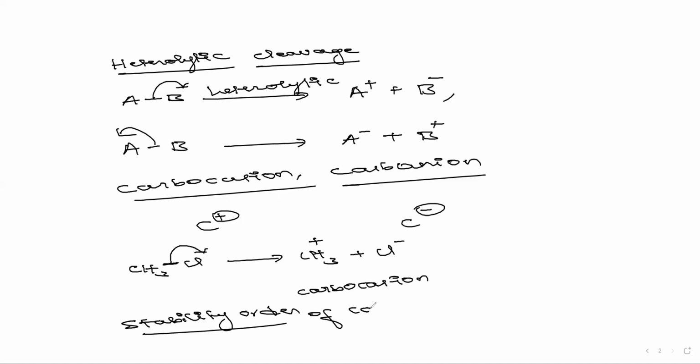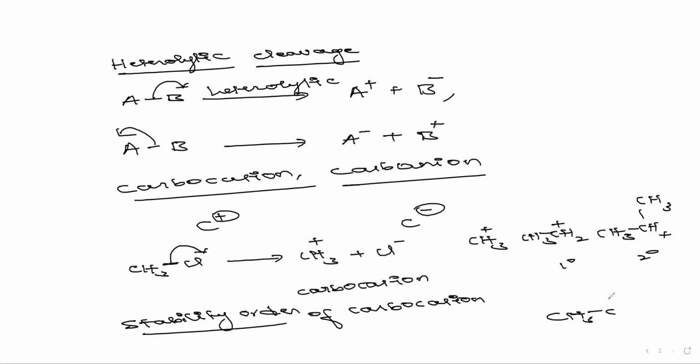Stability order of carbocation: CH3 plus, next CH3 CH2 plus, next CH3 CH plus CH3, and so on. This is primary, this is secondary, and this is tertiary. Wait, one minute, it is actually the opposite. Tertiary is more stable than secondary, and secondary is more stable than primary, because of positive inductive effect.